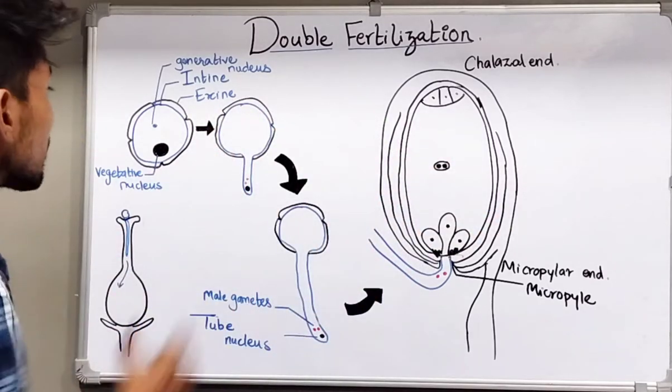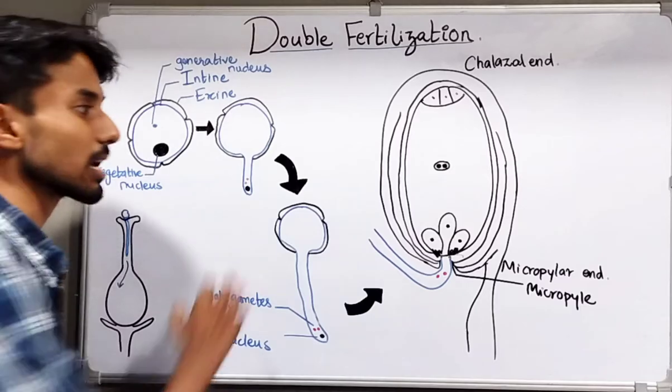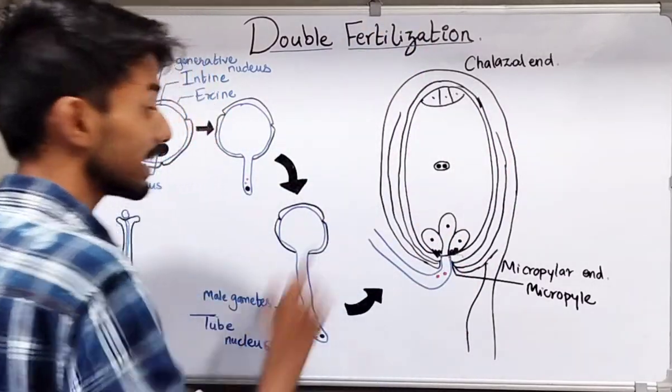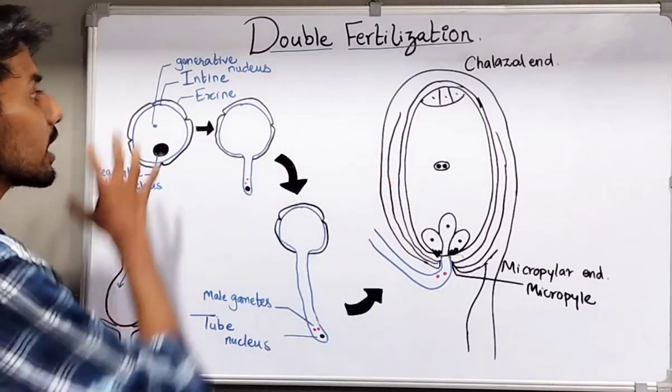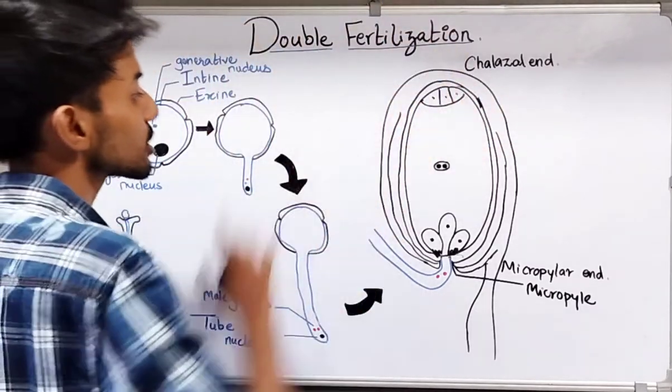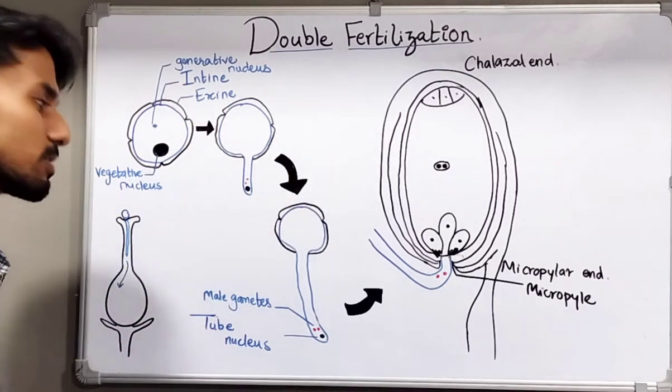We already know that the male gametes are produced in the pollen grains and the female gametes are produced in the embryo sac, inside the ovule, inside the ovary. So how are these male gametes going to reach the female gametes? It's a very long journey. Let us see how this journey takes place.